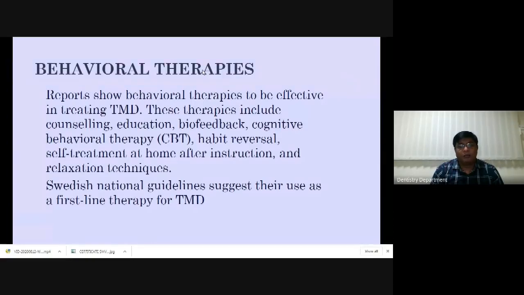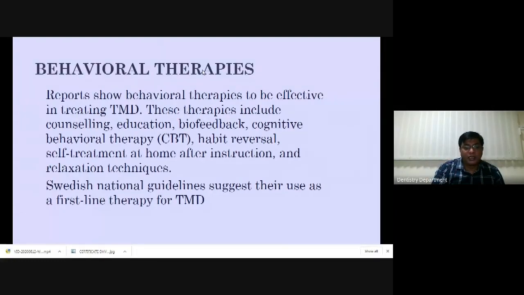Reports show that behavioral therapies are very effective in treating TMD. That means we are not going to do the behavioral therapies ourselves. You have to send the patient to these therapists. They include counseling, education, and CBT, cognitive behavioral therapy. It's very, very common in children. So you have to send the patient to those therapists for a few sessions along with your own therapy. The results will be very good.